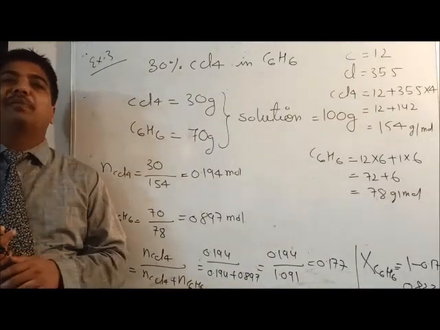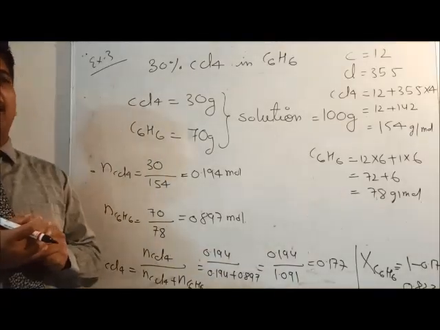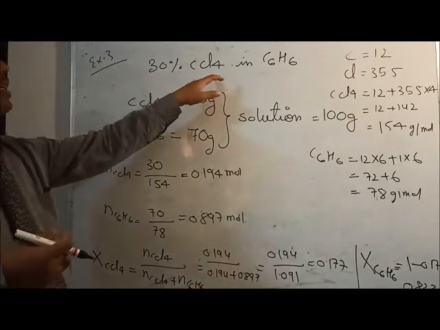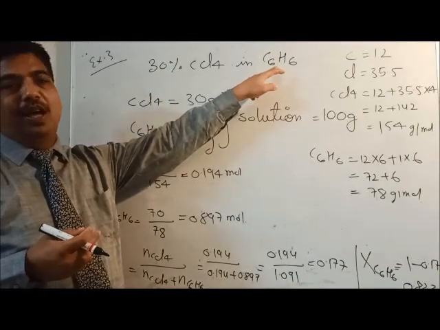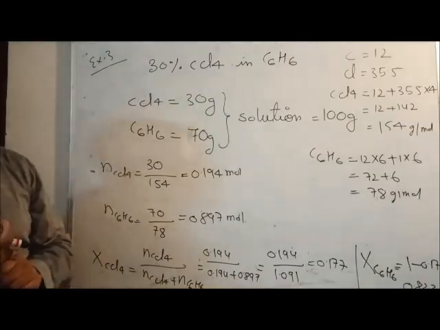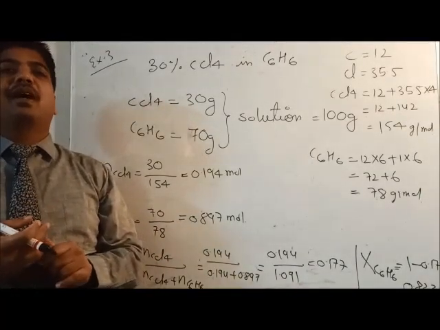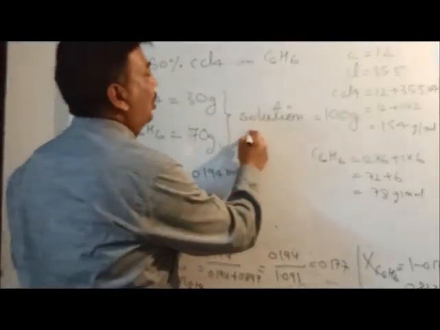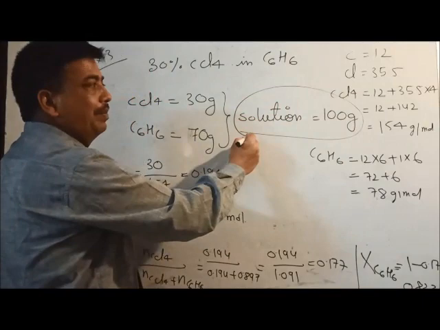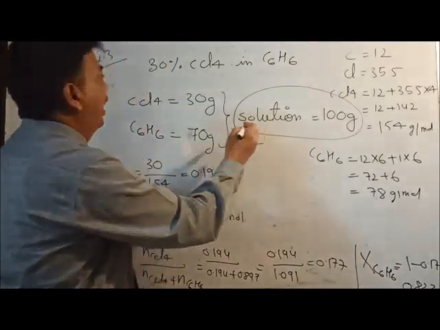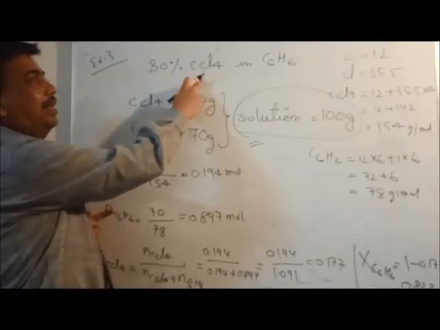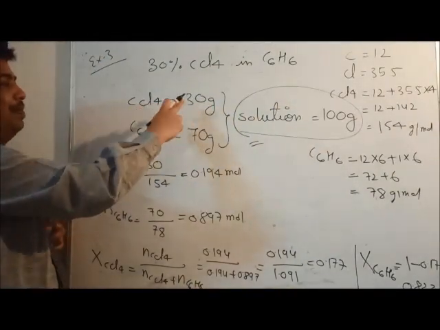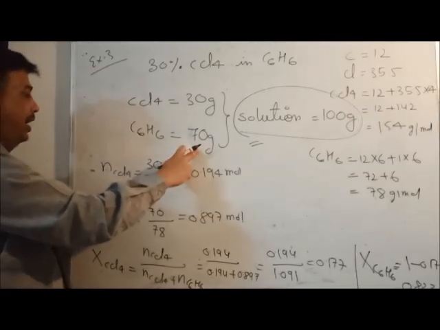Student, the third example, which I believe you all have done correctly, you can check with this solution here. It is 30% CCl4 and C6H6, and you are supposed to find the mole fraction of solute and solvent both here. So what we do here, we assume that the solution is equal to 100 gram. If your solution is 100 gram, that means 30% of that is CCl4 and the remaining is the solvent. So CCl4 is 30 gram and the solvent is 70 gram.